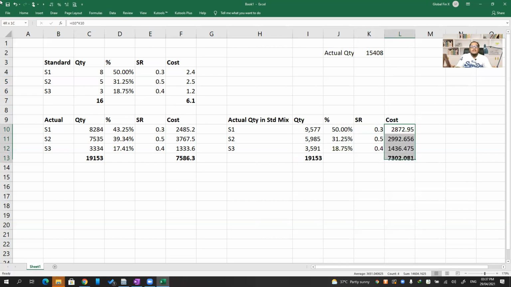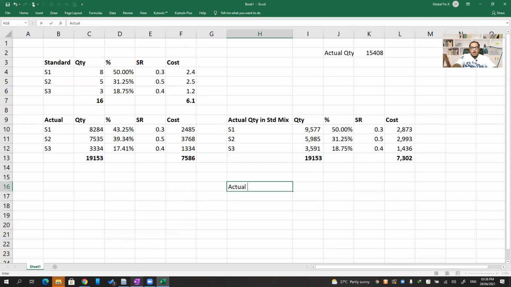Sir, is it clear till this point what calculations I did? Everybody please confirm in the chat section. What I did is nothing but use the same actual quantity, 19,153. But instead of mixing in the actual ratios, I'm mixing them in the standard ratio of 50:31.25 and so on. So by changing the mix, what happened to my cost? Actual quantity only, nothing else I'm changing.